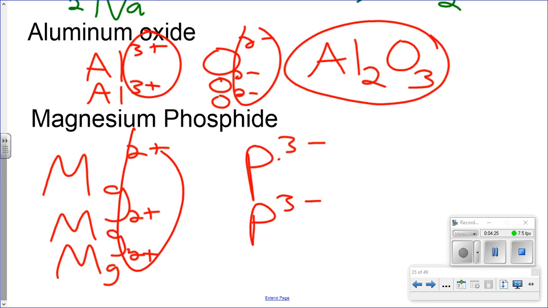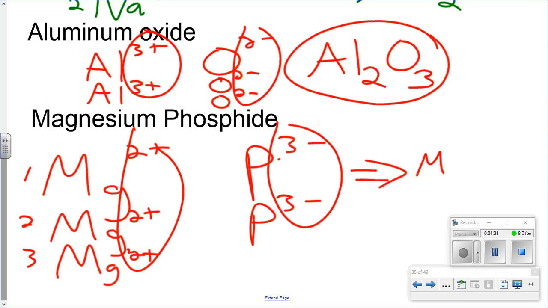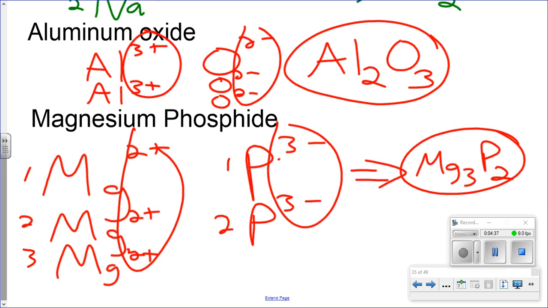That gives me +6, that gives me -6. I used 1, 2, 3 magnesium ions to do that. So that's Mg3, and I used 2 phosphides to do that. That's Mg3P2, and that's my final answer.